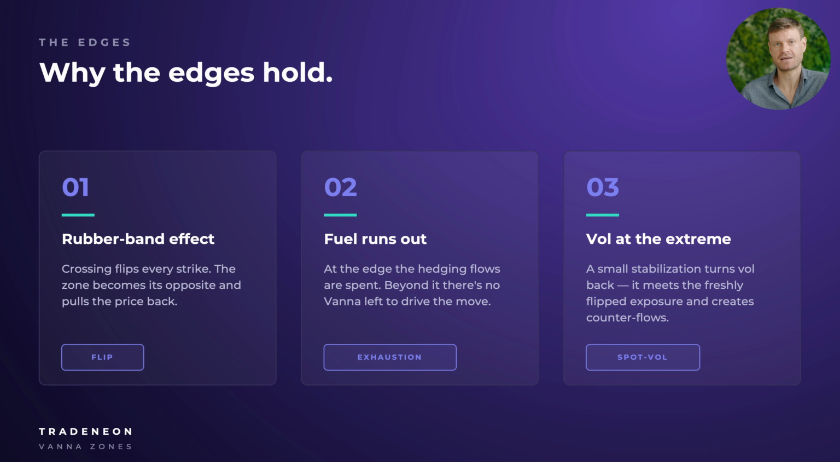Second, the fuel runs out. Inside the zone, the hedging flows drive the price forward. At the edge, that exposure is exhausted. Beyond it, there's simply no meaningful Vanna left to push the price any further. So the engine sputters. And third, volatility.